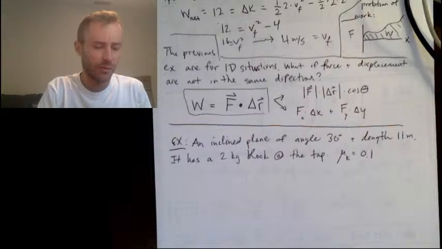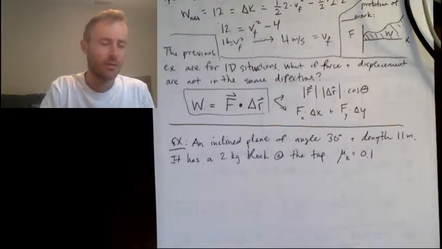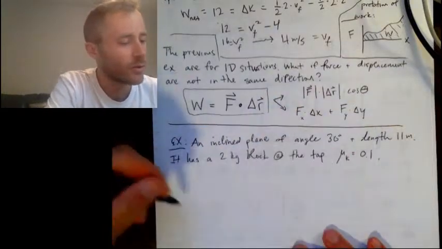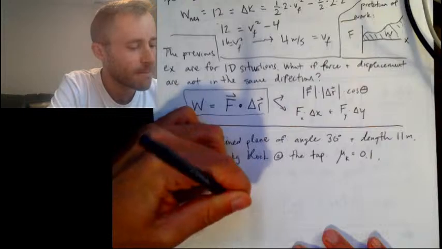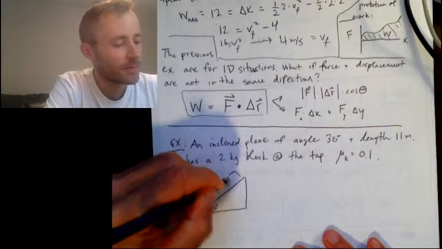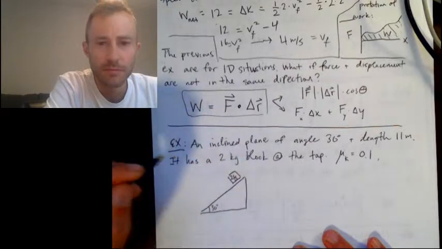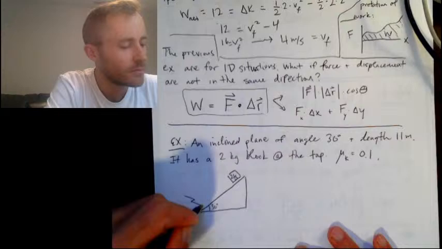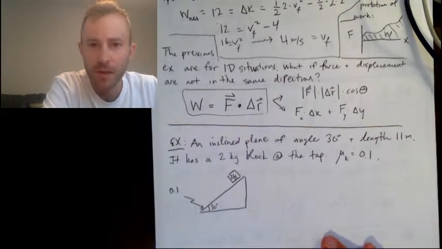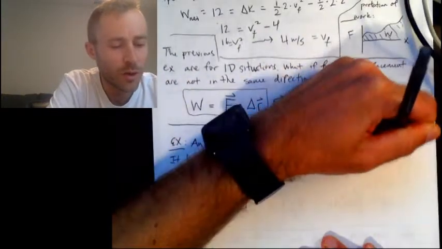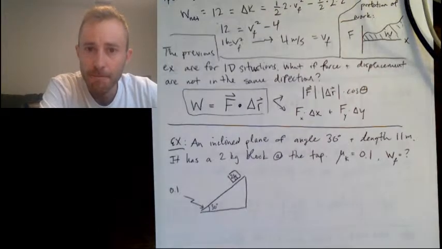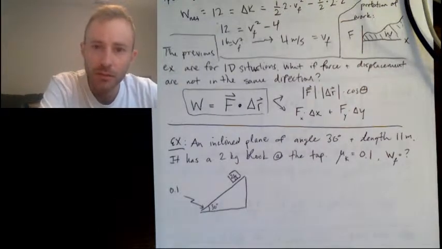So the problem looks like this. We've got a 30-degree angle. We've got a 2 kilogram block. The coefficient of kinetic friction is 0.1. And what I would like to know is, what was the work done by friction?